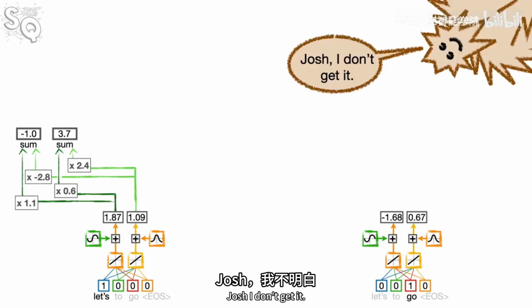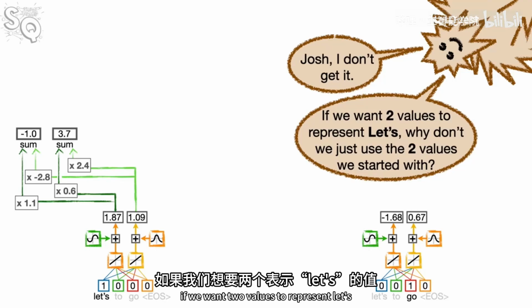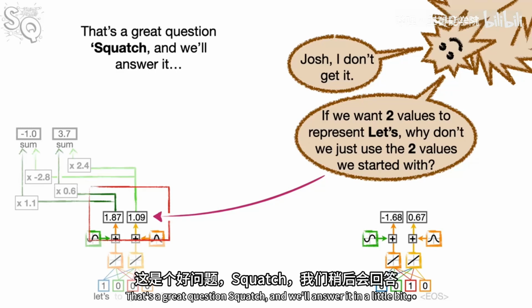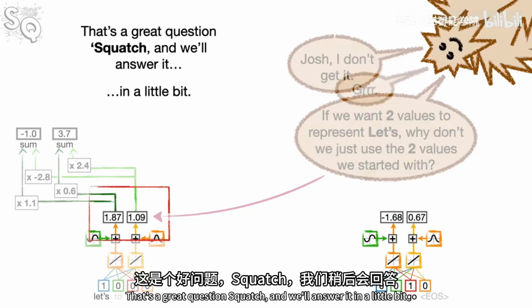Josh, I don't get it. If we want two values to represent let's, why don't we just use the two values we started with? That's a great question, Squatch, and we'll answer it in a little bit.